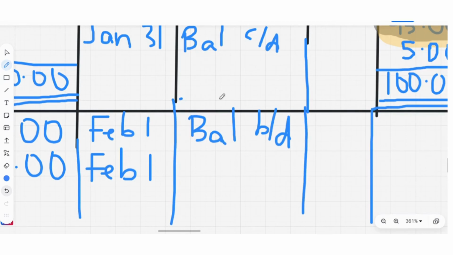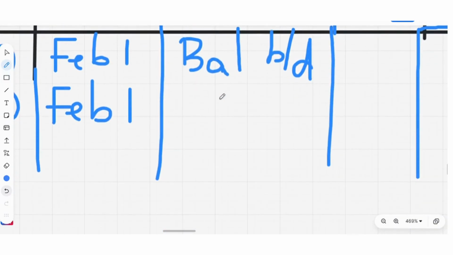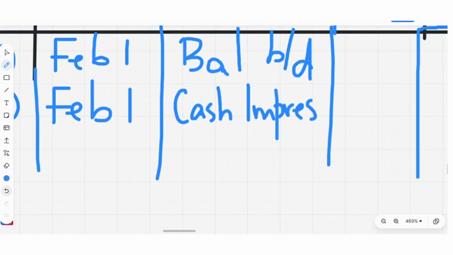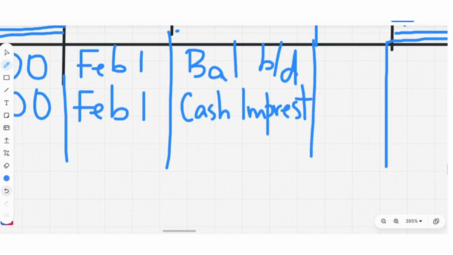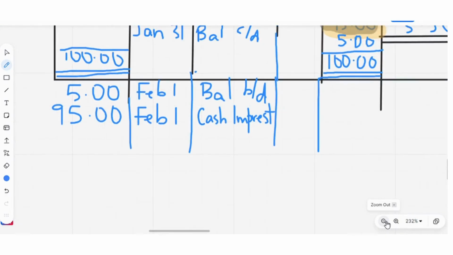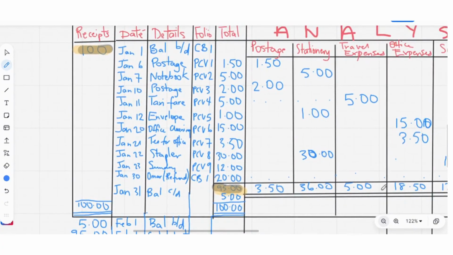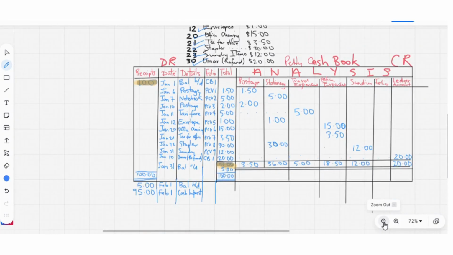Right there, so now you would put cash imprest. So this was the amount of money you are receiving for the next month. This is what they call when you're reimbursed. So now you're finished. Basically, this is it. This is what the petty cash book looks like.